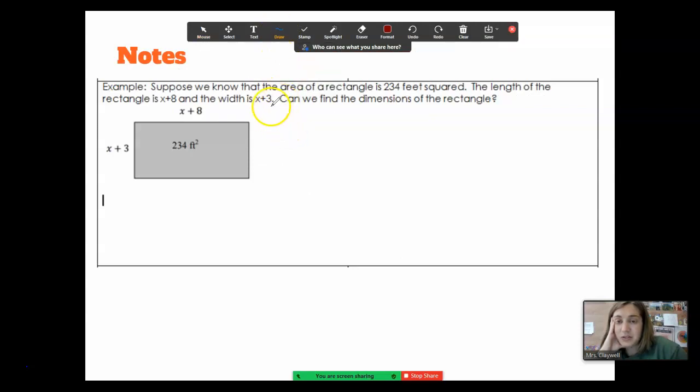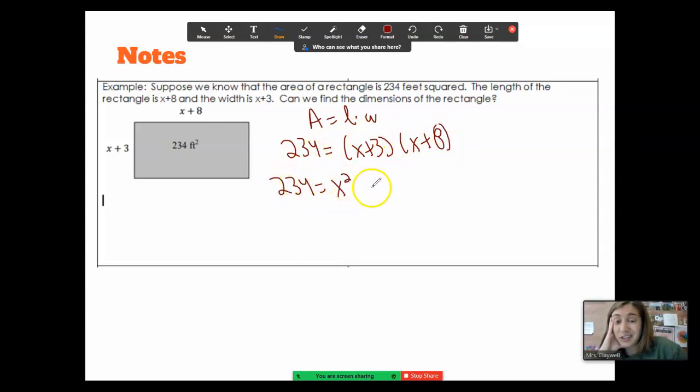The last thing we're going to do is we know the area is 234 square feet of this rectangle, and the length and the width are shown there. Find the dimensions. So I know area equals length times width. Area is my 234. Length is x plus 3. My width is x plus 8. I'm going to try to get this in standard form.